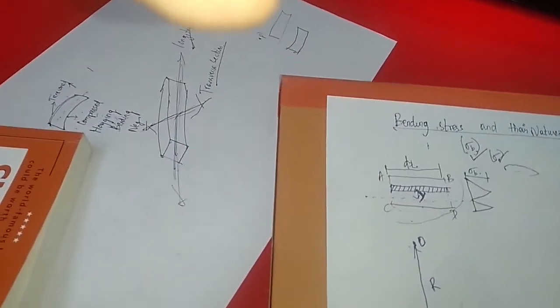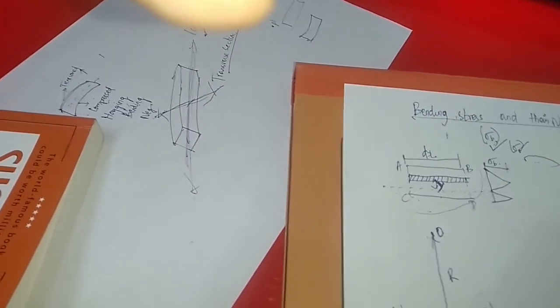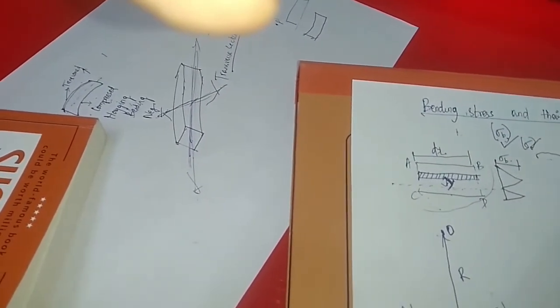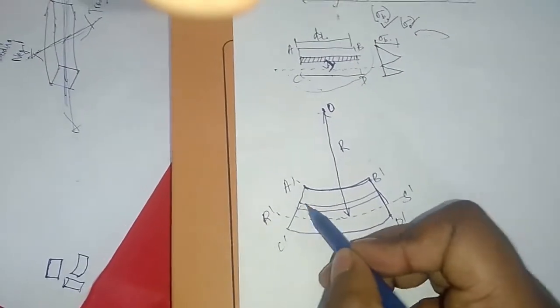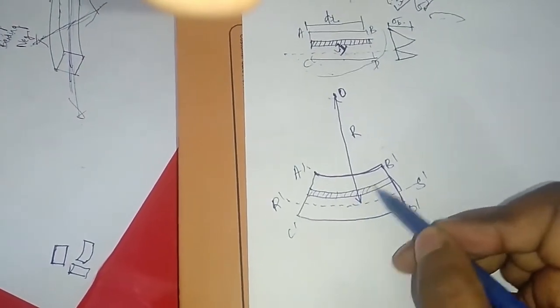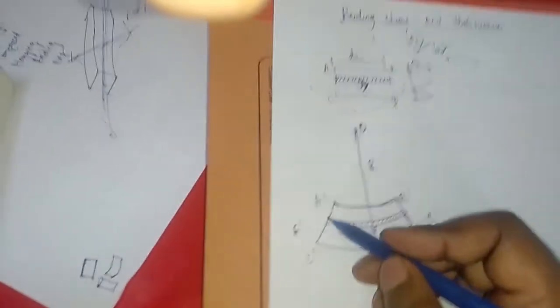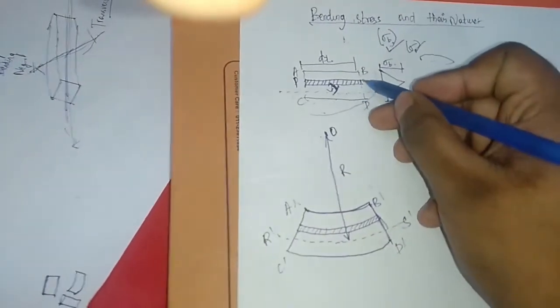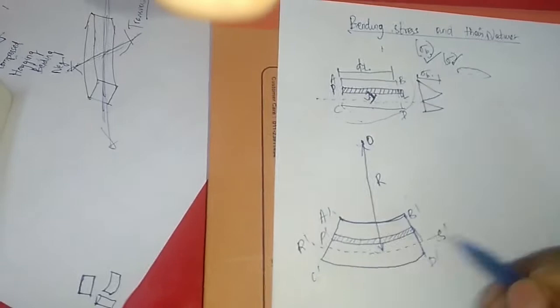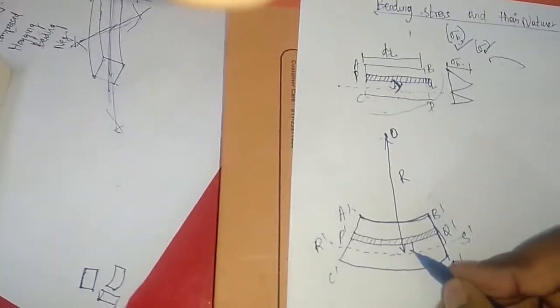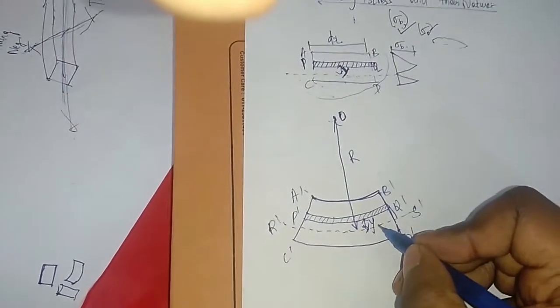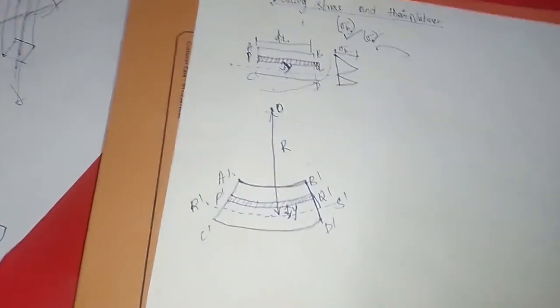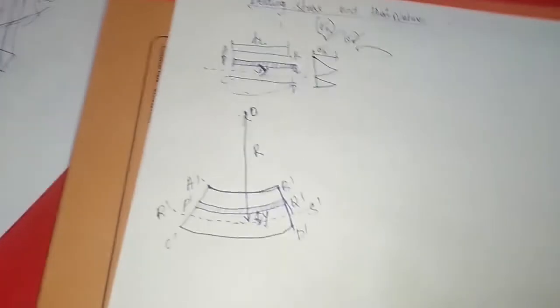So after bending, it will look like this, right? The strip will look like this. This is the small strip. I'm going to name it P and Q. After bending this will become P' Q' at a distance of y. So from the neutral axis to this arc, the distance is y, with P' Q' as the arc.